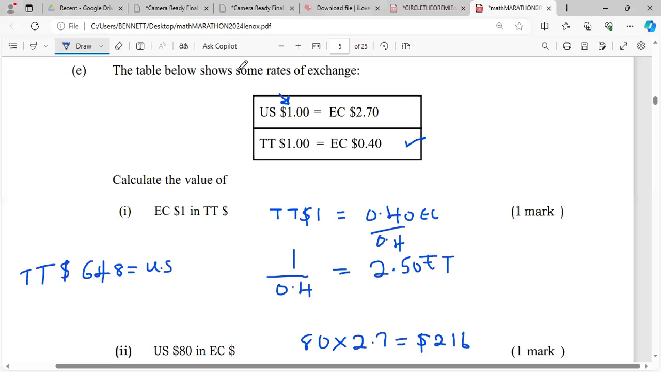So see if you could make that connection. That was 3 marks, so it's a good amount of work you have to do, or a good amount of thinking.